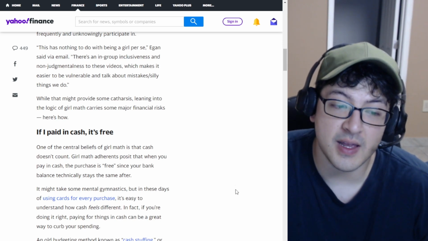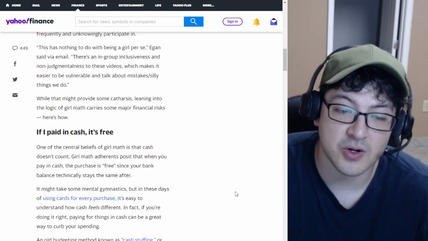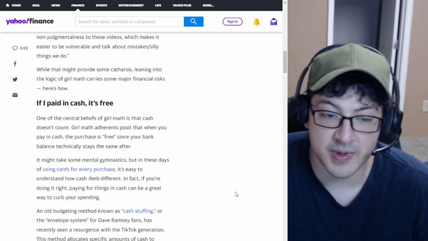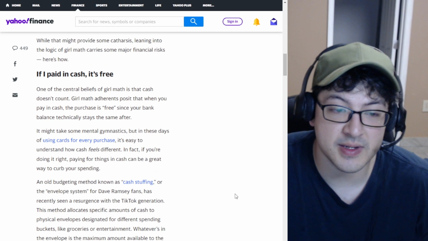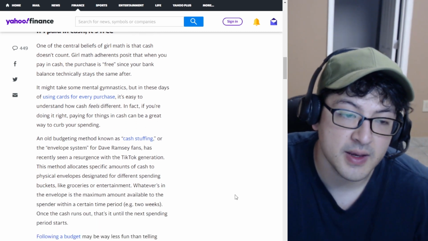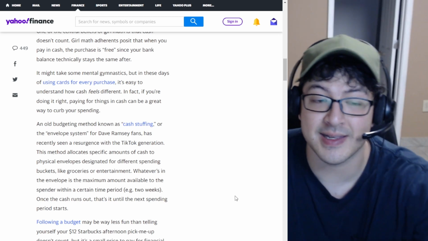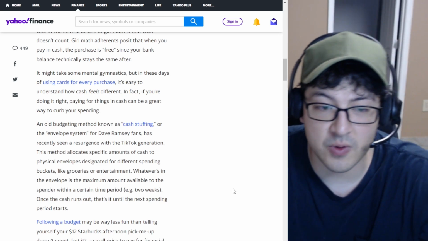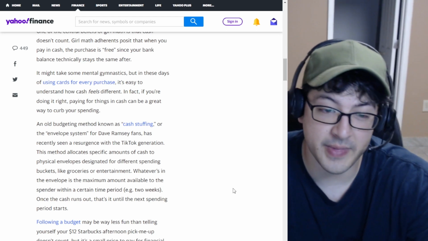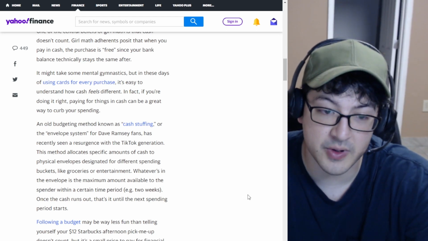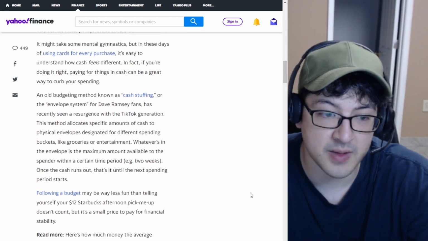In fact, if you're doing it right, paying for things in cash can be a great way to curb your spending. An old budgeting method known as cash stuffing, or the envelope system for Dave Ramsey fans, has recently seen a resurgence with the TikTok generation. This method allocates a specific amount of cash to physical envelopes designated for different spending buckets, like groceries or entertainment, and whatever's in the envelope is the maximum amount available to the spender within a certain time period, say 2 weeks. Once the cash runs out, that's it until the next spending period starts.